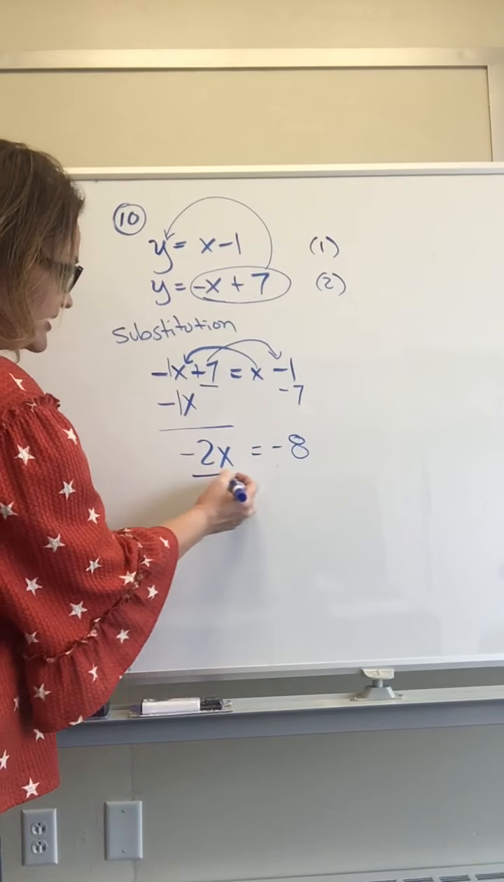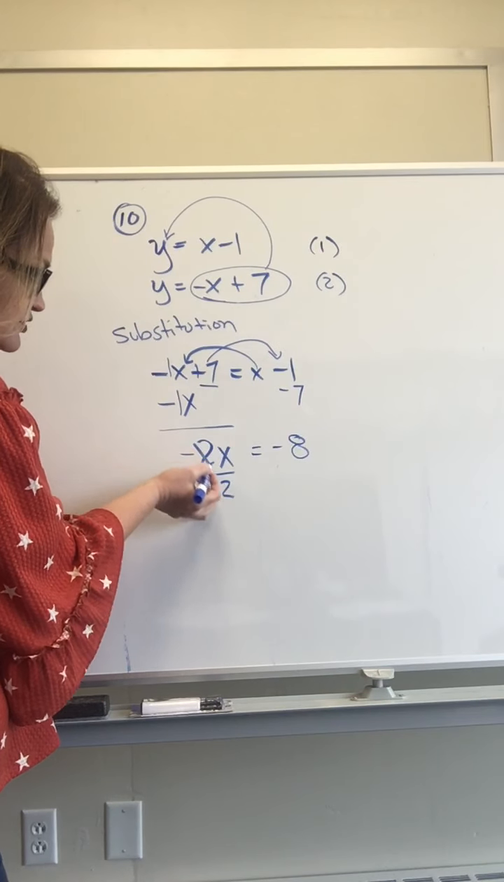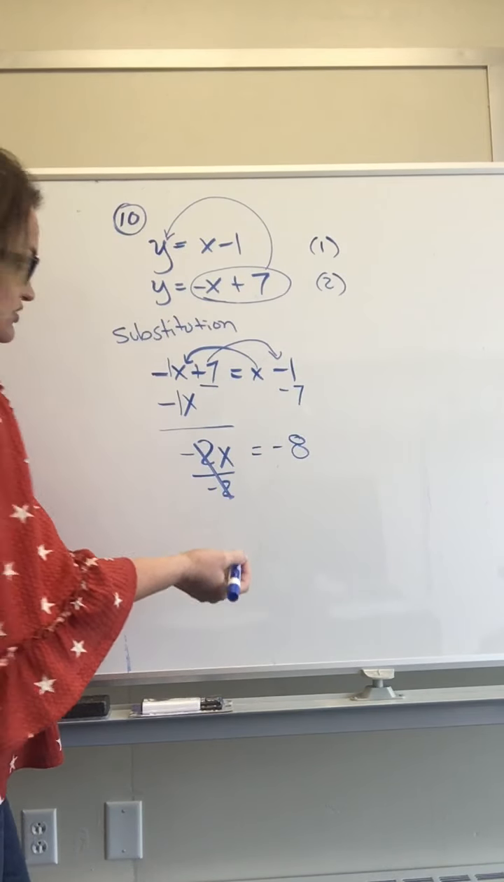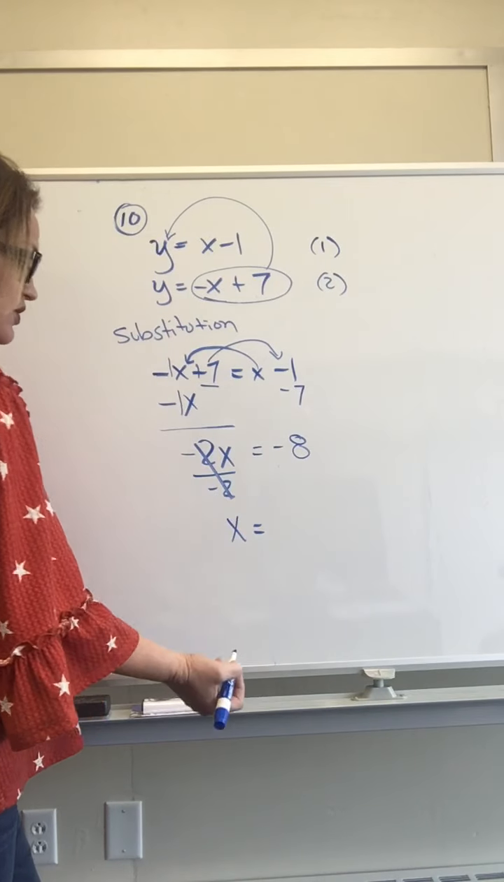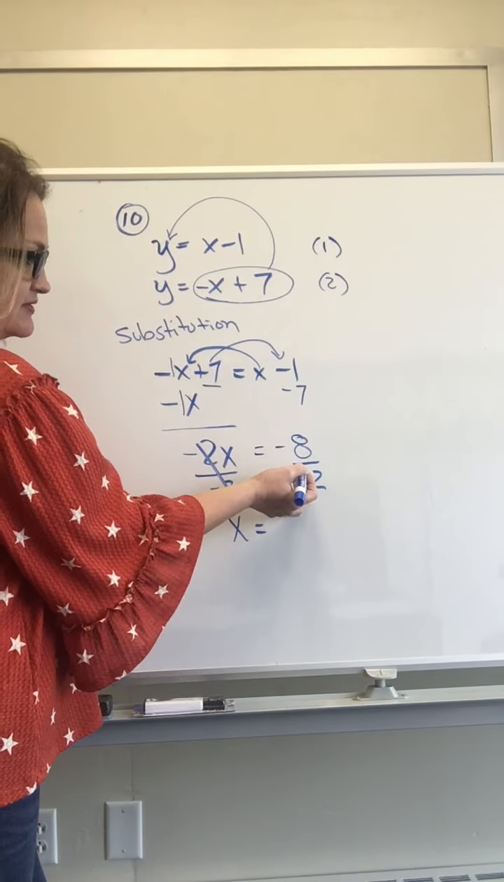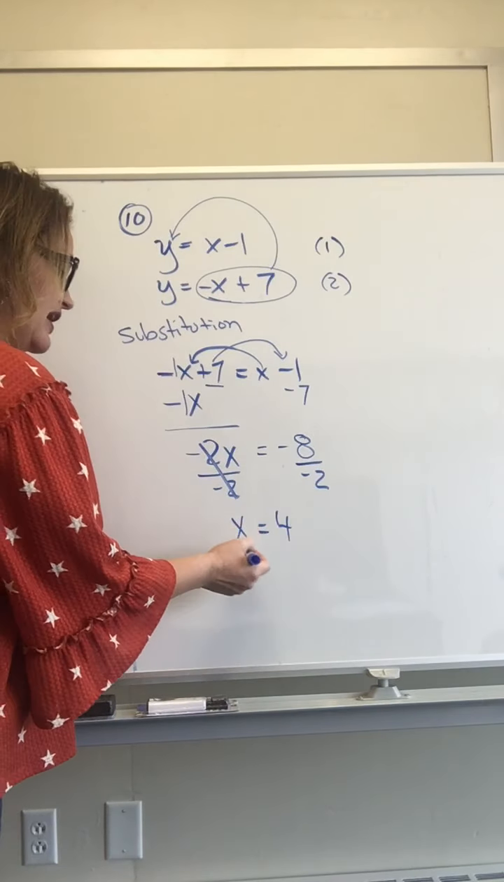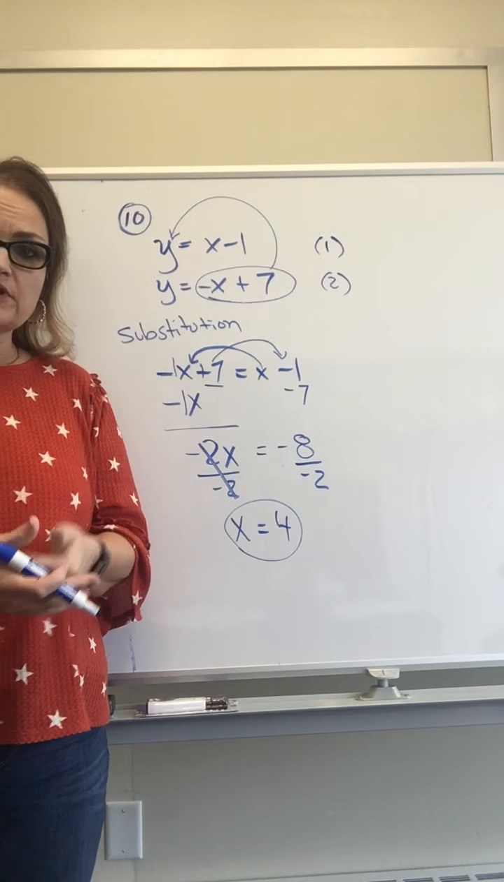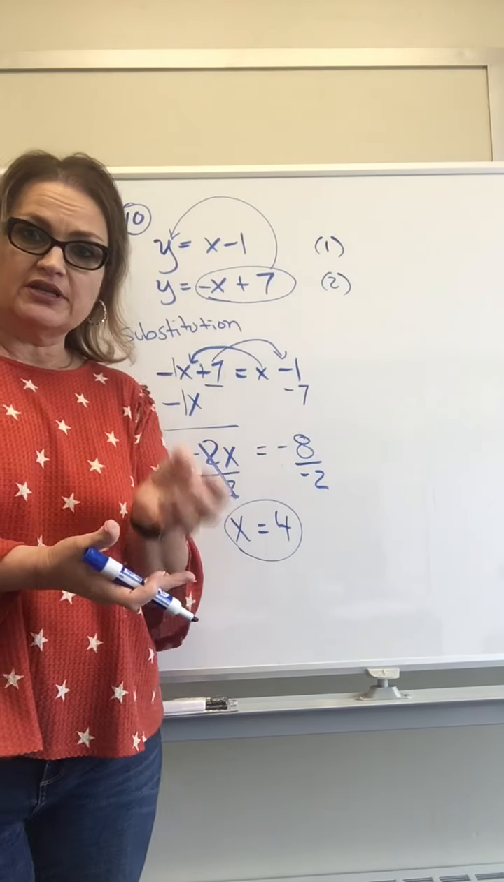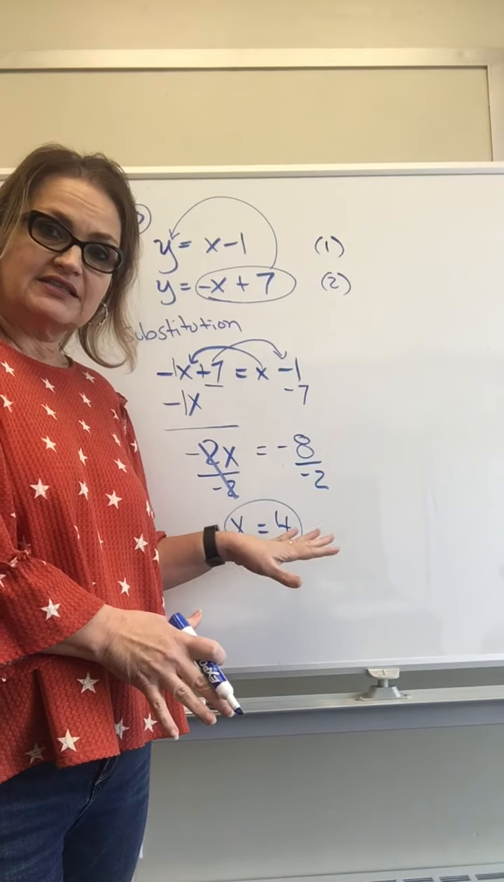Now we can solve by dividing by what's on the variable. Dividing the negative 2 by negative 2 makes it a positive 1x or just regular x. Our goal, do the same thing to the other side. Negative 8 divided by negative 2 is positive 4. So now I have the x value solved for. Now remember, the solution is a point, an x and a y, so I need to find the total solution. That's part of it, x is 4.